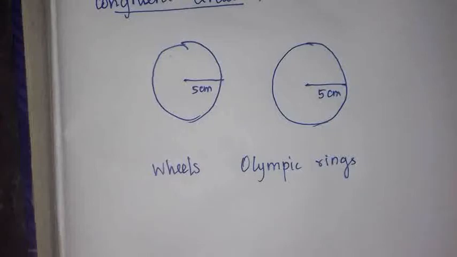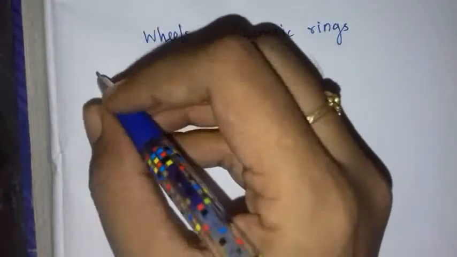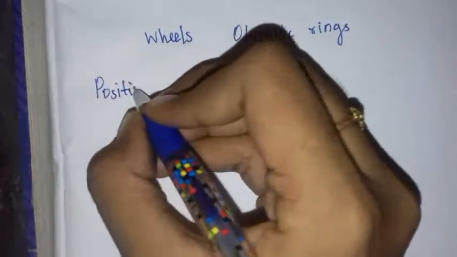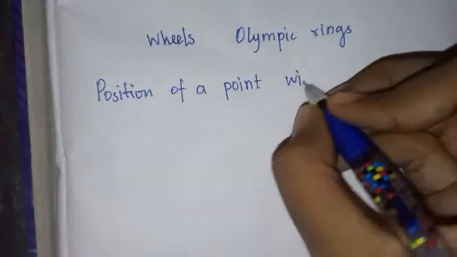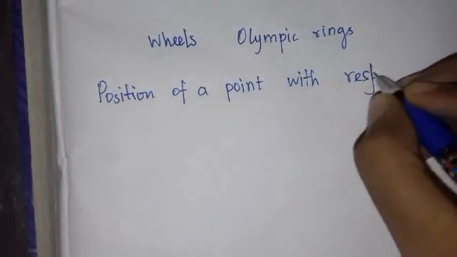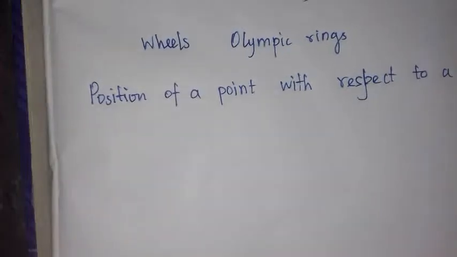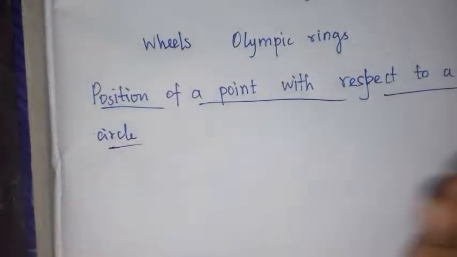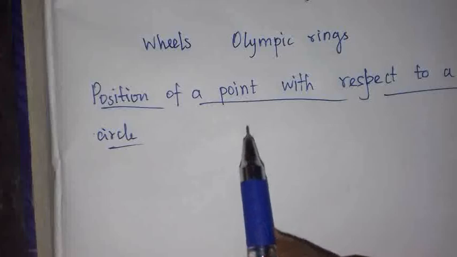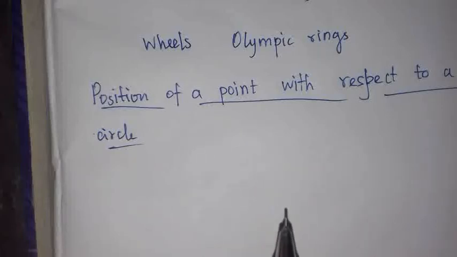Now let's see the position of a point with respect to a circle. What we are going to see is the position of a point. In a circle we are going to mark the points in 3 different ways.